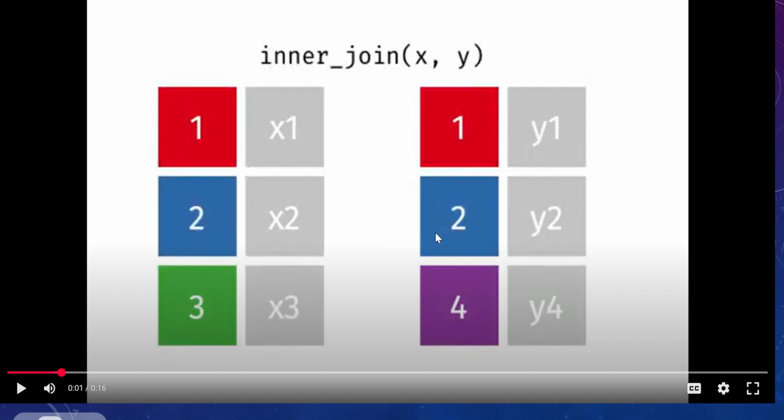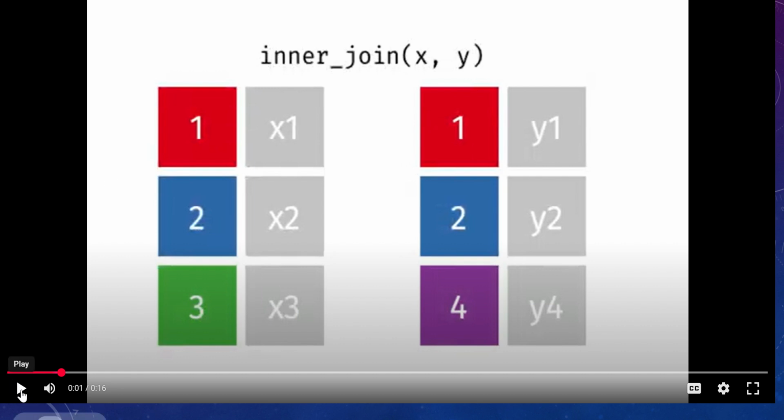2 is also present in the common column in both the tables. But if you see, 3 is present in the left table and 4 is present in the right table, but 3 is not present in this table and 4 is not present in this table. So when we do an inner join for these two tables, we will see that 3 and 4 will not be included in the output.